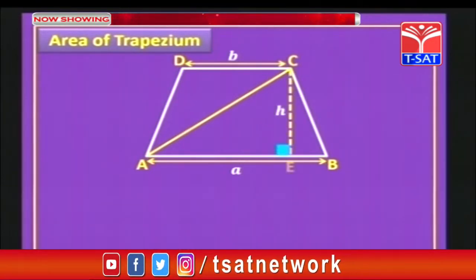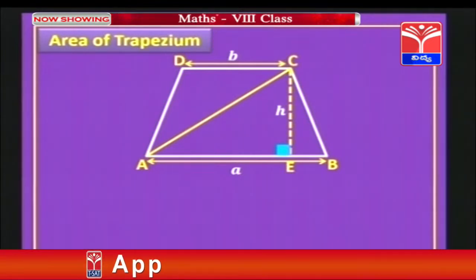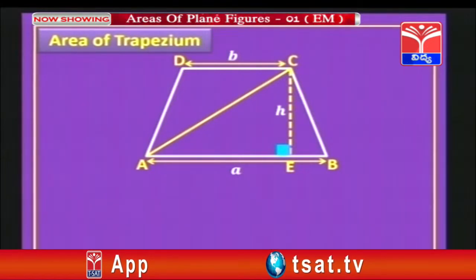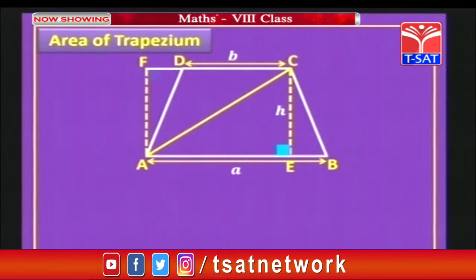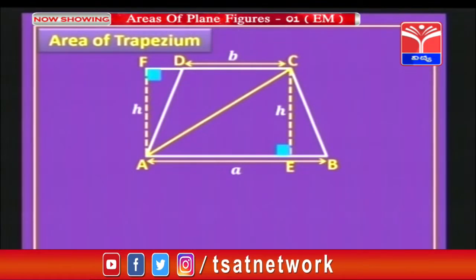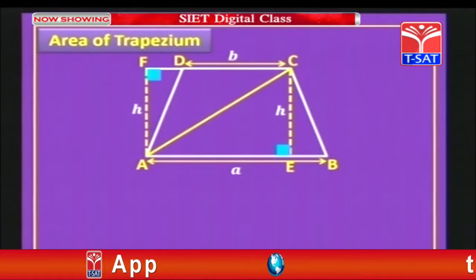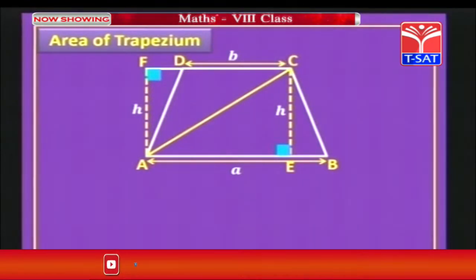Now if you notice, we have drawn a perpendicular from C on E. This is called the height, or even the distance between the parallel sides. We denote it as h. Now let us extend CD to F, and let us draw one more perpendicular from A on CD at F. Here we notice AF and CE are both equal to h, as they are the distance between the same parallel lines.